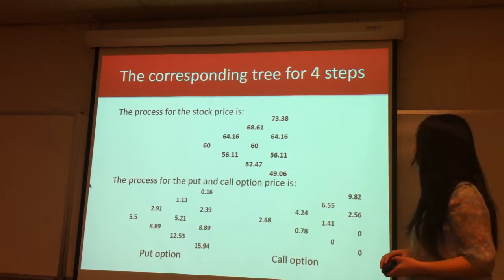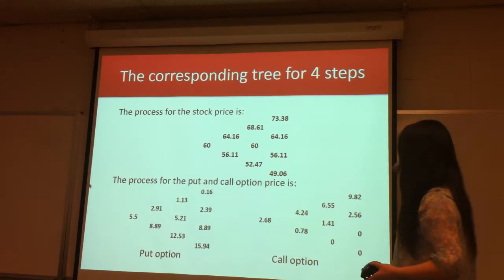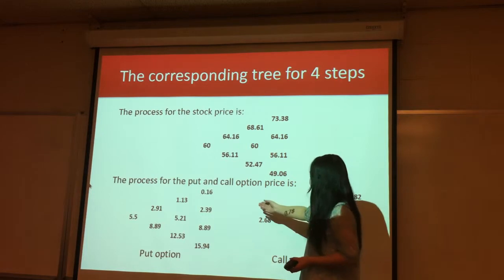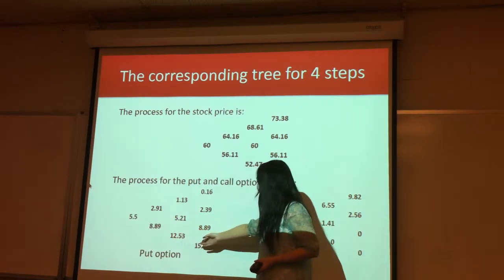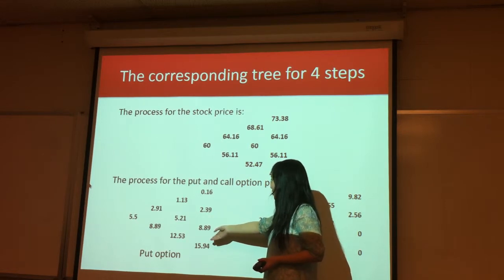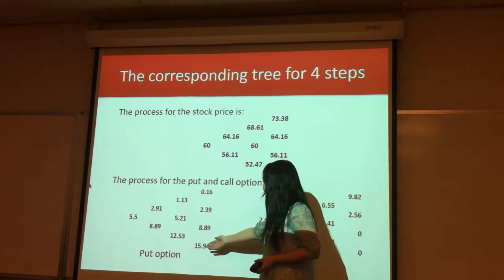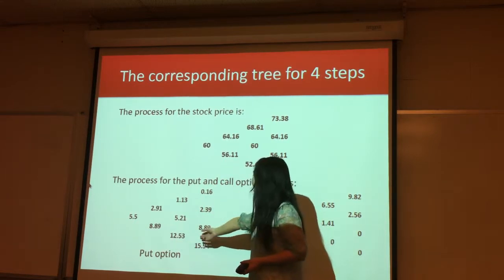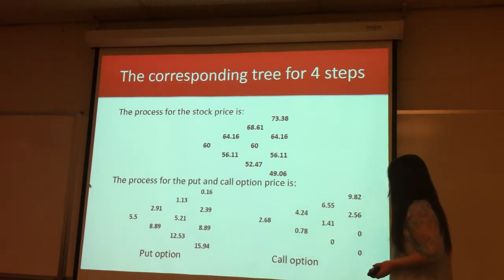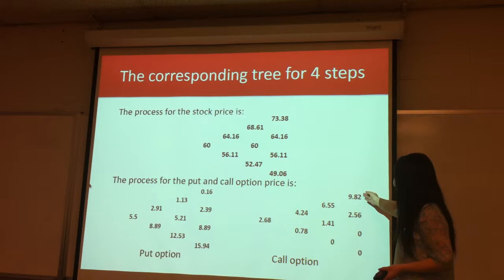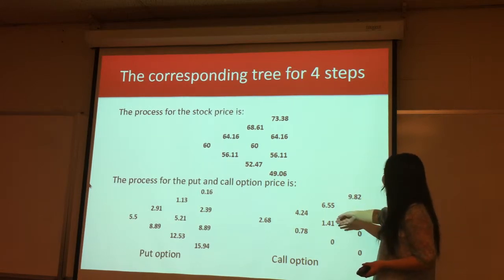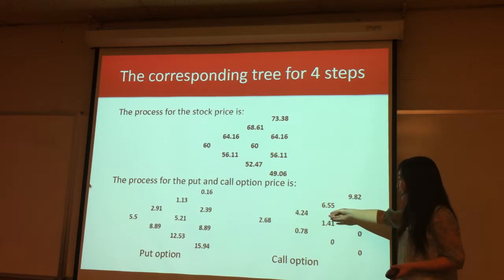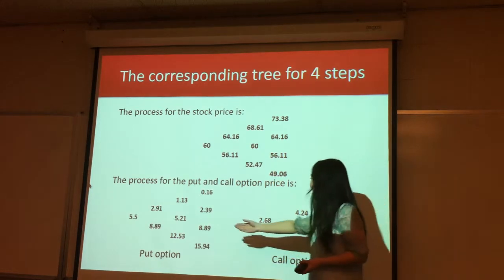Then we draw the binomial tree on the first time steps. It's like this. For the option price, the last node of the option price will always be higher than the recent node for the put option. But for the call option, the upward price will be higher than the price before. It's for the call option. It's for the put option.